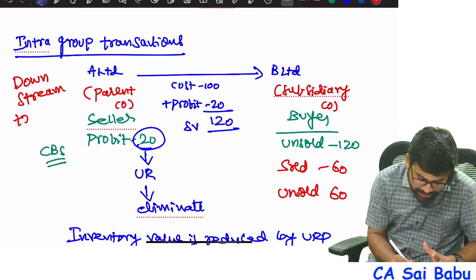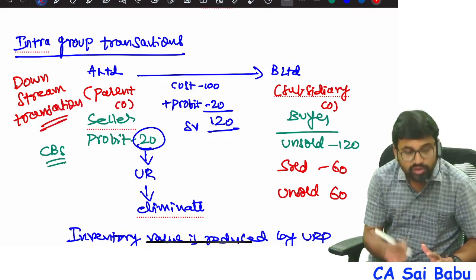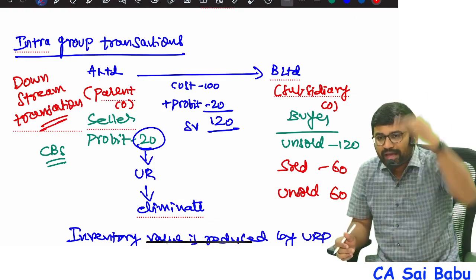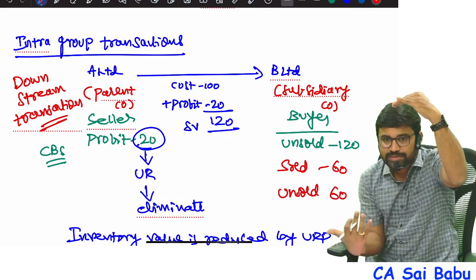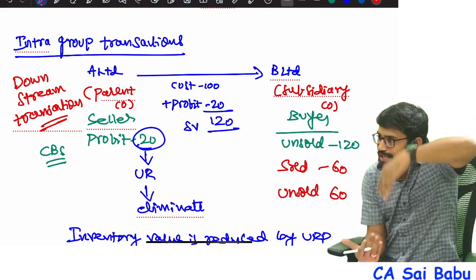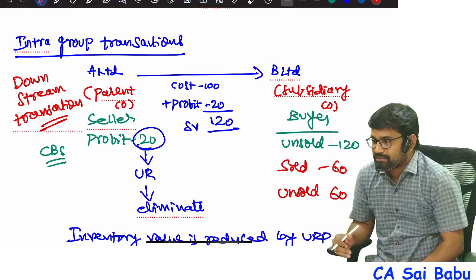Downstream transaction. Why is it called downstream transaction? Because the parent company sold goods to the subsidiary, sir. Parent sold to subsidiary. The parent is obviously above, and below that is the subsidiary. So goods are flowing from above to down. That's why it is called downstream transaction.